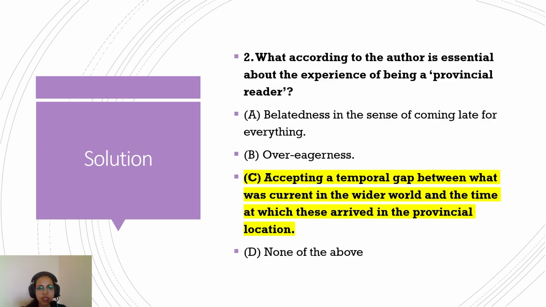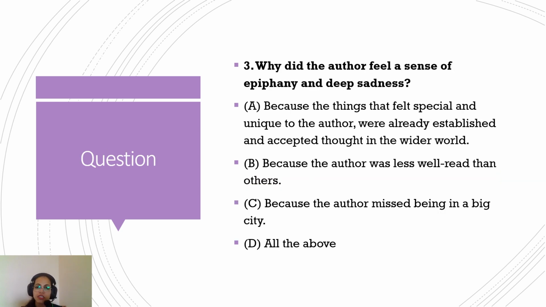So that was already an accepted fact for a provincial reader. So that is the most essential thing about the experience of being a provincial reader. Here you have to pay attention to the word essential, because A and B can be confusing, but C is the most essential thing. Okay. Why did the author feel a sense of epiphany and deep sadness?